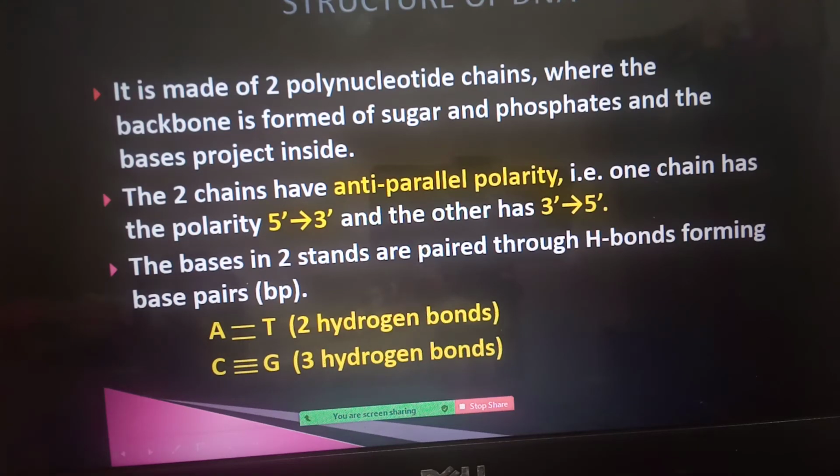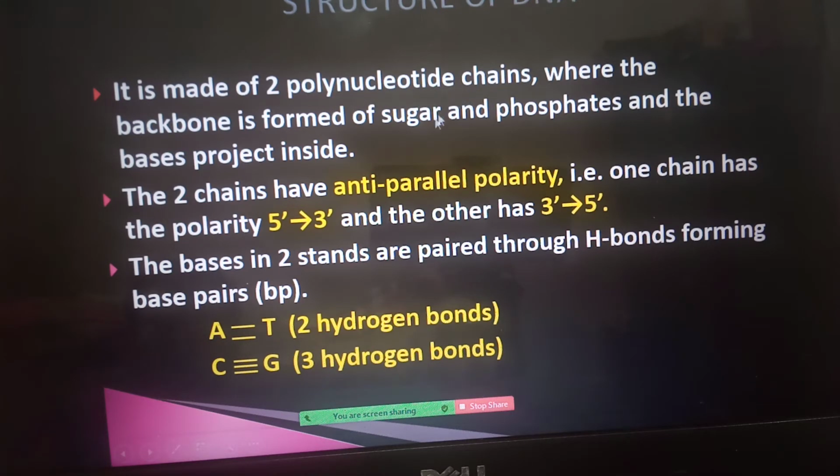Yes, we are going to see about the salient features of the double helix structure of DNA here. Now the DNA, as I said, has two strands, 5 prime to 3 prime and 3 prime to 5 prime, which get coiled. That forms a double helix structure.